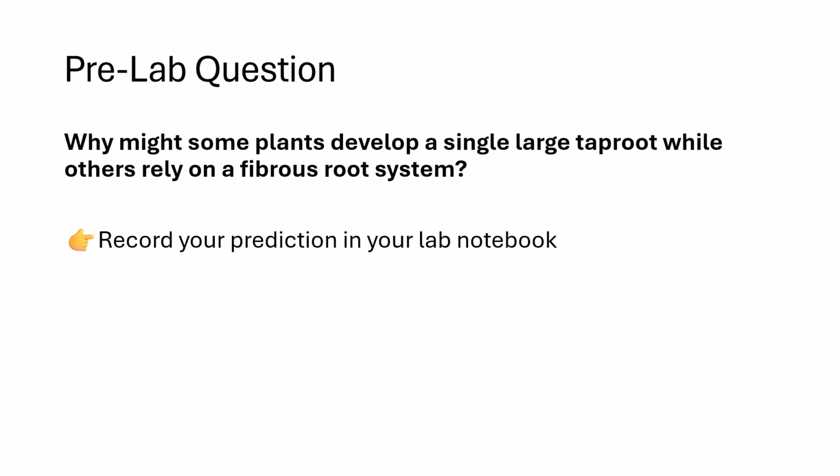Before you start examining the specimens, pause and think about this question. Why might some plants develop a single large taproot while others rely on a fibrous root system? As you form your prediction, think about things like stability, access to water, soil type, and how different plants grow. Write your prediction in your lab notebook before continuing.